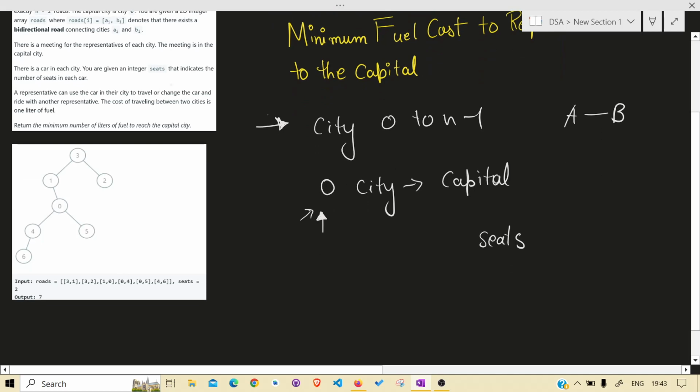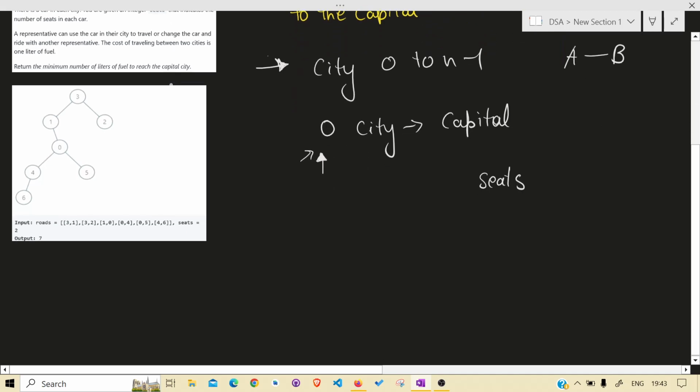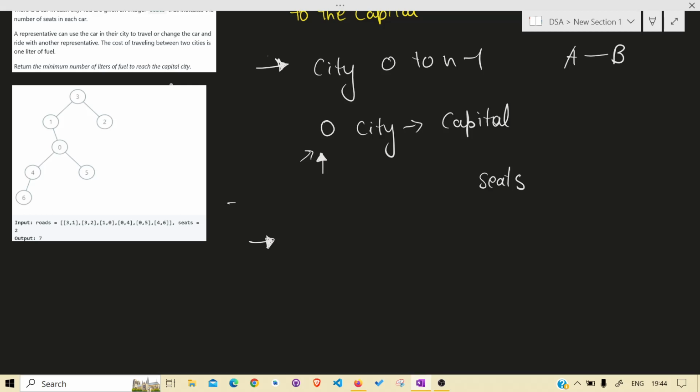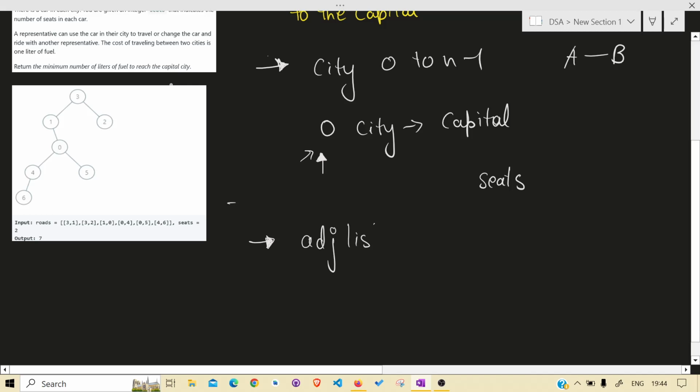Very simple, isn't it? So how to approach this problem? I wasn't able to see my cursor. First things first, to make our computation easy, to make adjacent nodes accessible in the least amount of time, we need to make an adjacency list. Why? I just told you.